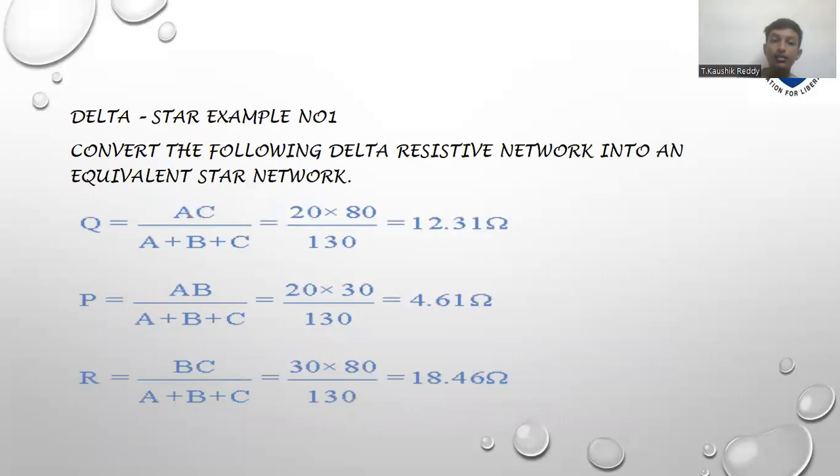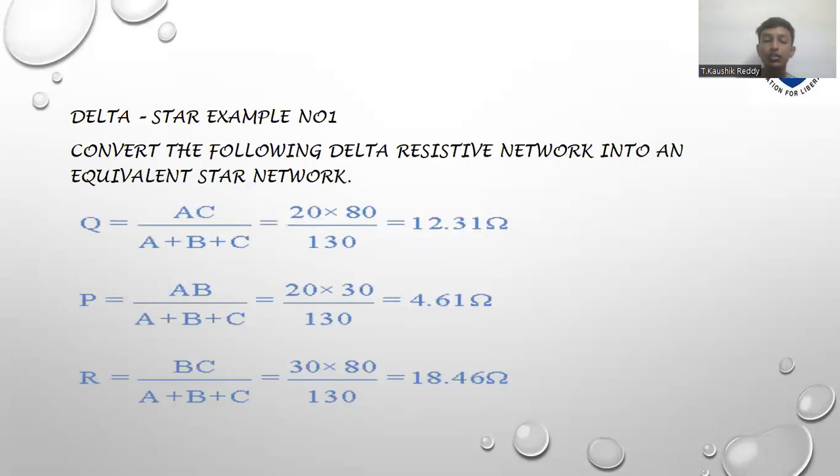Delta star example number 1. So here is the example for the delta star conversion problem. Convert the following delta resistive network into an equivalent star network. So here we have a formula. Q is equal to AC by A plus B plus C. So 20 into 8 divided by 130. By calculation, we get 12.31 ohms.